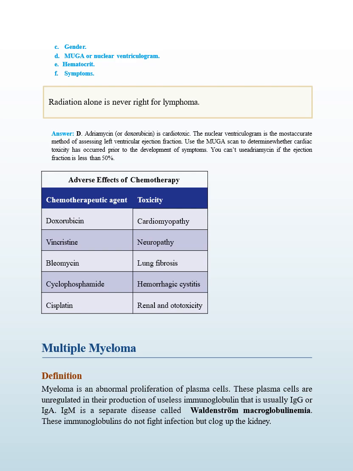On this slide, there is a very nice table for side effects of the chemotherapy. The doxorubicin can give a cardiomyopathy. Vincristine can cause neuropathy. Bleomycin, lung fibrosis. Cyclophosphamide, hemorrhagic cystitis, and cisplatin, renal and ototoxicity. All of these side effects could be a board review question.